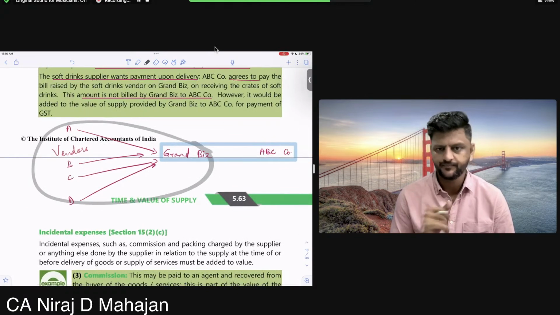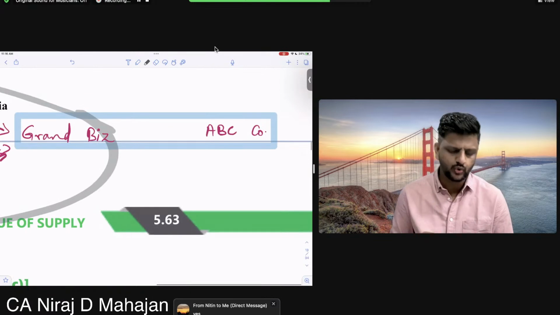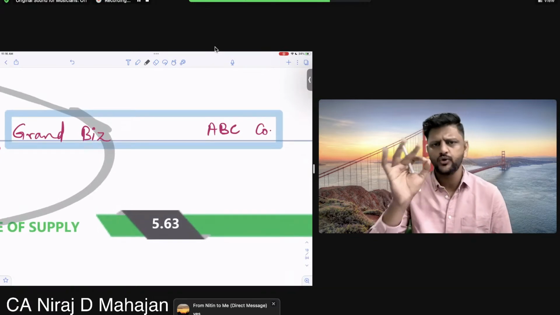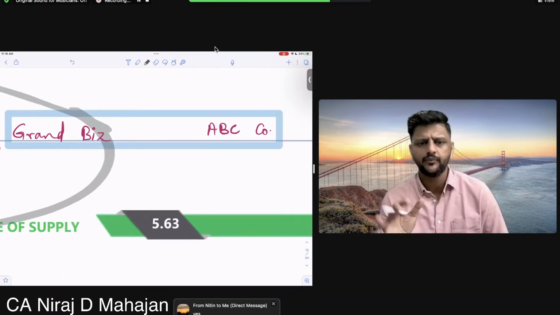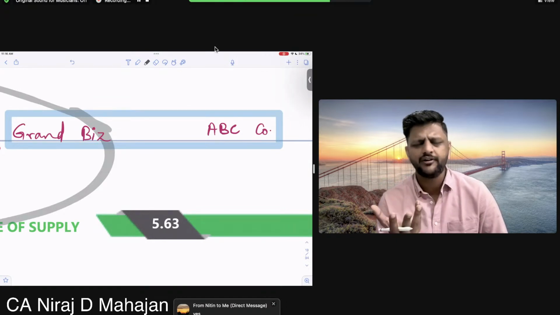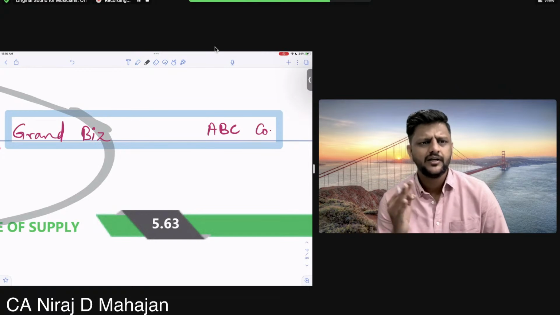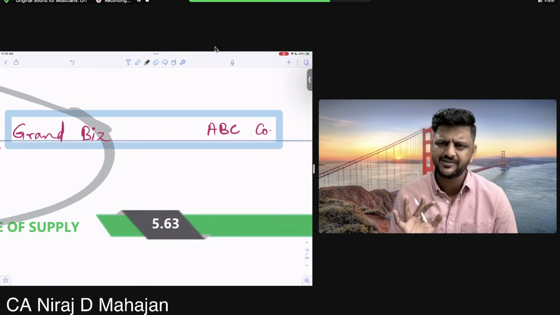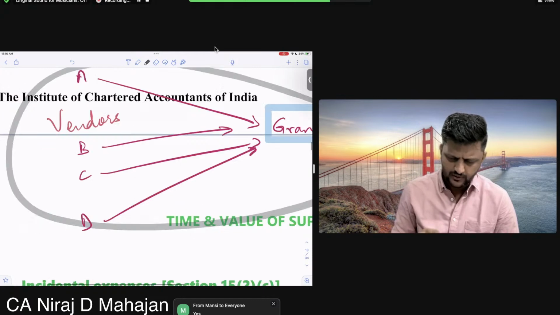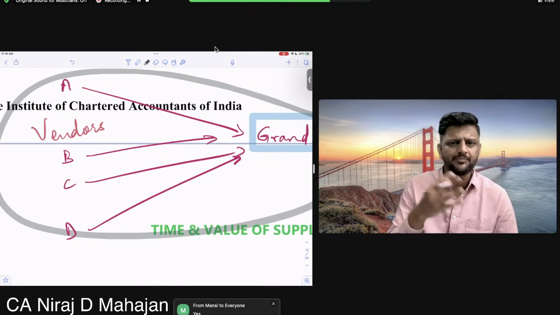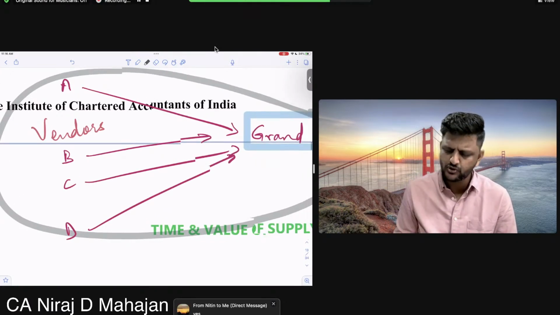Now use common sense. You tell me, who will raise an invoice on whom? Grandbiz will raise an invoice on ABC company after charging its own commission, profit, everything. Now ABC company doesn't know how much profit Grandbiz is making and all of that, that is their headache. Grandbiz is going to send one single invoice to ABC, okay? And all these parties are going to separately send invoices to Grandbiz. This much also you agree?